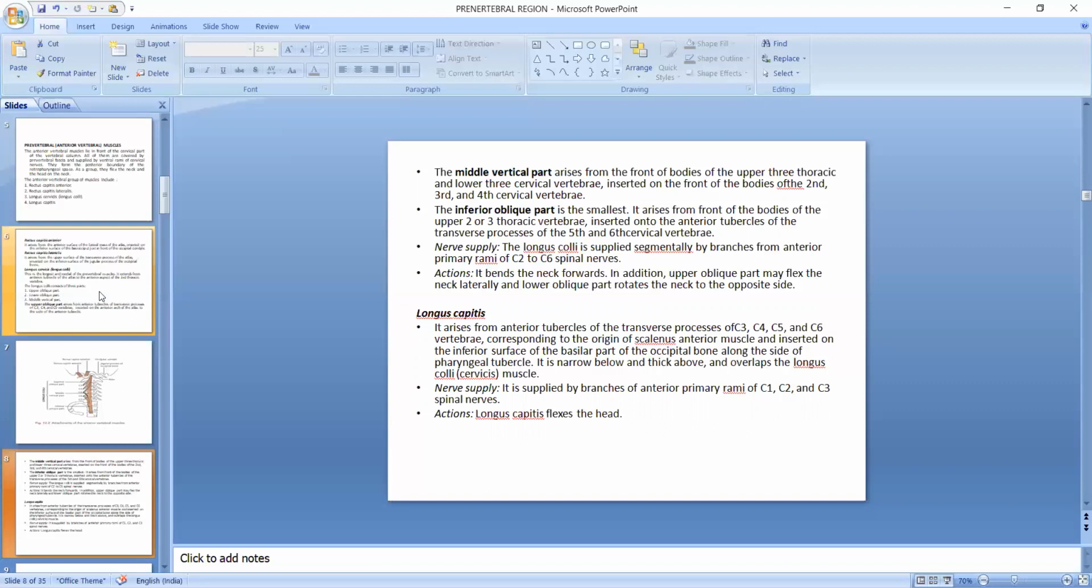Longus capitis arises from anterior tubercle of transverse process of C3, C4, C5, C6 vertebra corresponding to the origin of scalenus anterior muscle and is inserted on the inferior surface of the basilar part of the occipital bone along the side of pharyngeal tubercle. It is narrow below and thick above and overlaps the longus colli muscle. Now supply: the anterior primary rami of C1, C2, C3 spinal nerves, and longus capitis flexes the head.